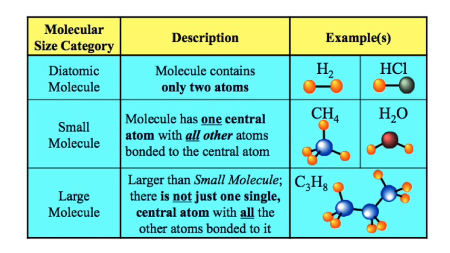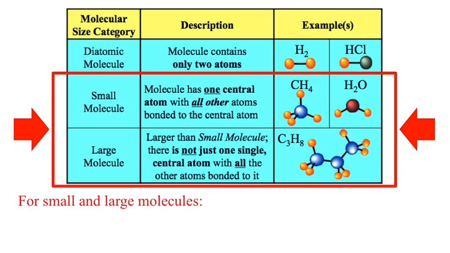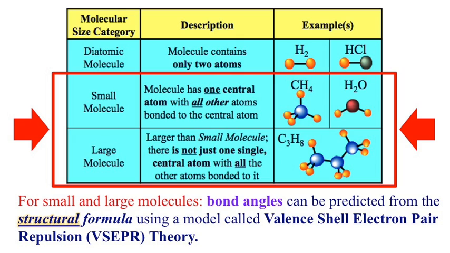Now that you know our molecular size categories, let's return our attention to the geometry of molecules. For diatomic molecules, the geometry of the molecule is always linear. The two atoms that make up the molecule exist on the same line. For small and large molecules, bond angles can be predicted from the structural formula using a model called valence shell electron pair repulsion theory.